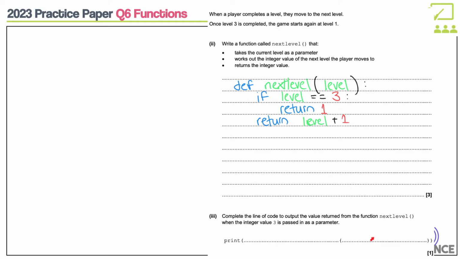Where's next level going to go? Here or here? 1 or 2? 1. I'm going to call next level. How many parameters do I need to send next level? 1. Oops, sugar. And you see here, between these bullet points, is where I'll send parameters.